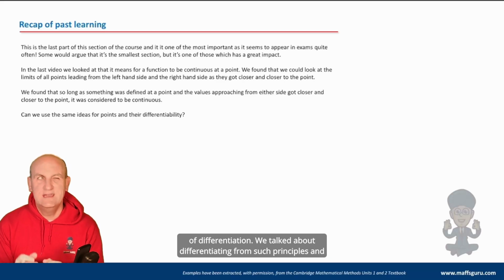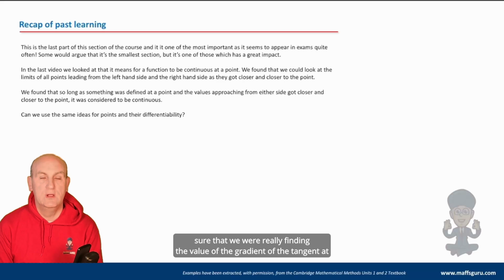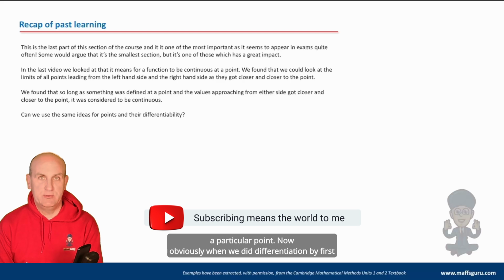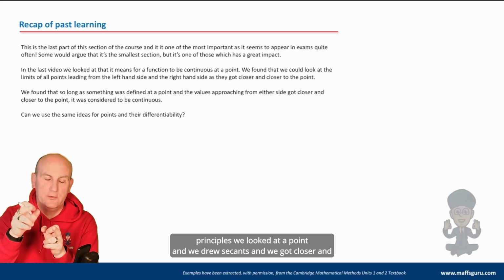We talked about differentiating from first principles, and then we looked at the rules of how to differentiate with positive powers and negative powers and what it meant. And through all of this, we needed to make sure that we were really finding the value of the gradient of the tangent at a particular point. When we did differentiation by first principles, we looked at a point and we drew secants and we got closer and closer and closer.